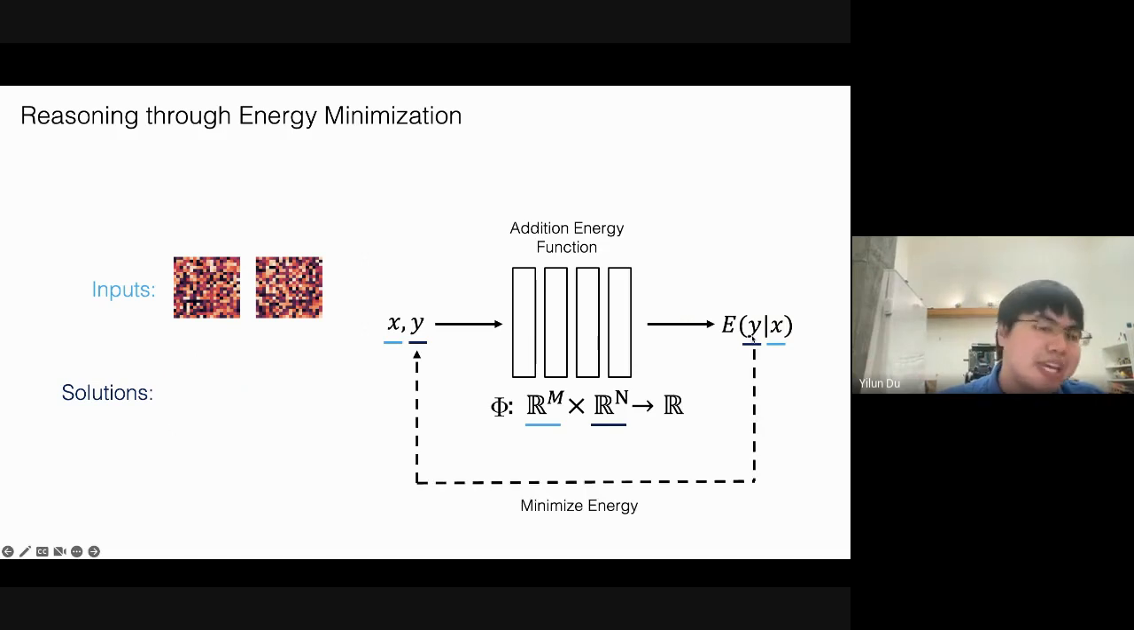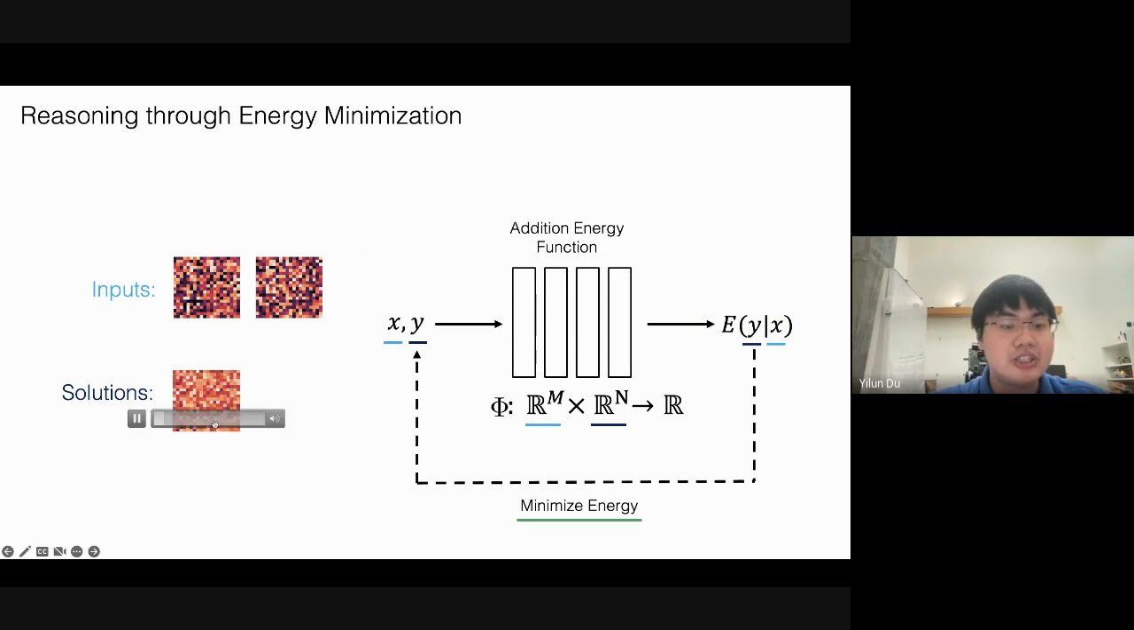So how do you get a solution for this addition problem? The idea is very similar to the two settings I talked about earlier, where you can run an energy optimization procedure to find the minimal energy solution y. You can initialize your y to be random noise, and as you run optimization, it gradually recovers a minimal energy solution. And then this solution will ideally be the correct answer to the two inputs.